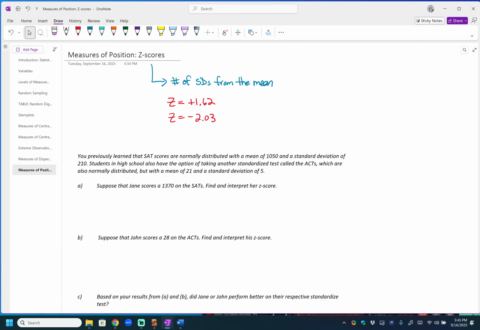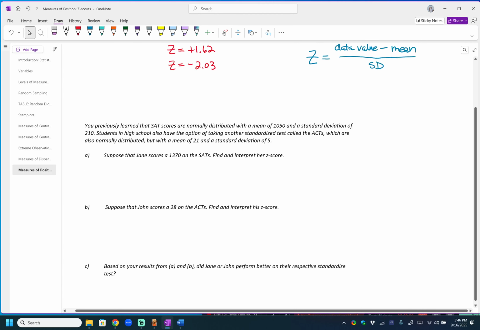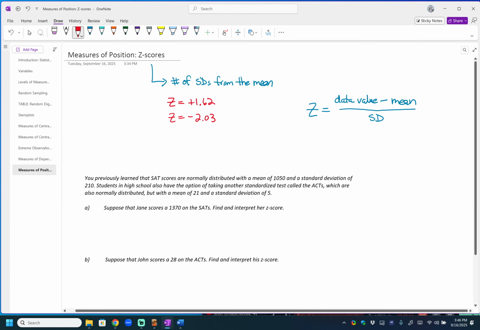Generally, a z-score is computed using the following formula. Z is always used to represent z-score. And you usually take some data value, subtract the mean of the data set, and divide by the standard deviation of that data set. This will therefore come in two different forms, one for a population and one for a sample.